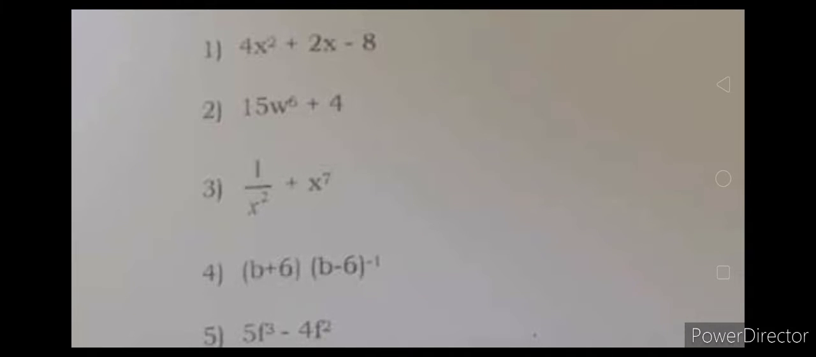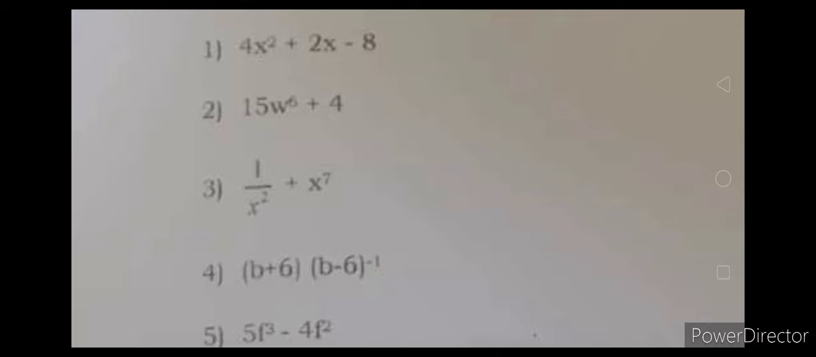Number 3, 1 over x raised to 2 plus x raised to 7. So, ang x raised to 7, the variable is x. Ang 7 is the exponent. So, ang 7 is positive, check. How about the first term? 1 over x raised to 2. Kanang, pag sa denominator ang variable natin, i-convert yan natin into i-inverse. So, pag i-inverse mo yan, ang 1 over x raised to 2, equivalent yan siya sa x raised to negative 2.